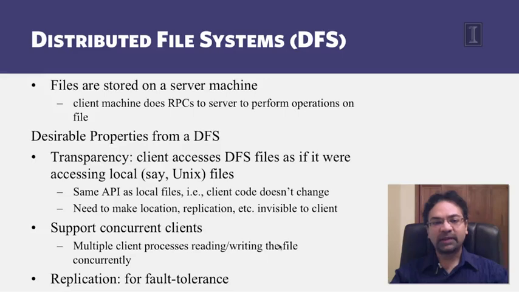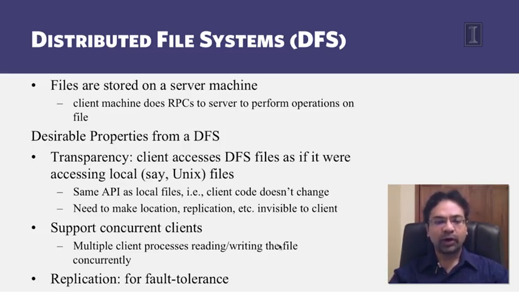Also, the distributed file system may be changing the location of the file. For instance, if the server is changed, it may be replicating the file for fault tolerance. It may be storing multiple copies of the file on different servers, and all of this should be invisible to the client. The client processes should not need to know where the file is located, or whether or not the file is replicated, in order to access the file and do reads and writes on it.